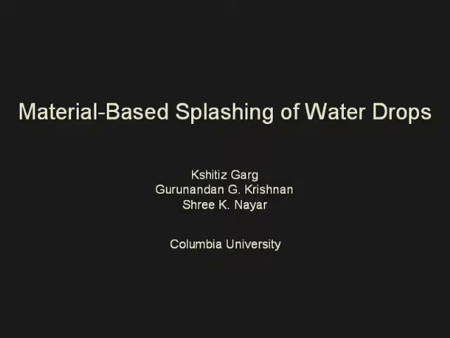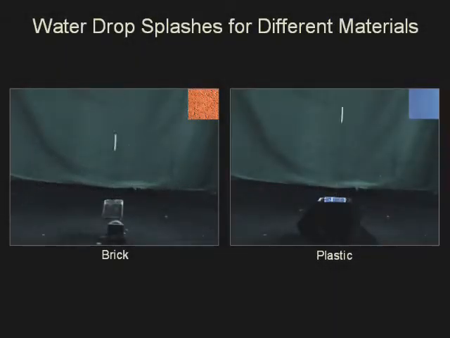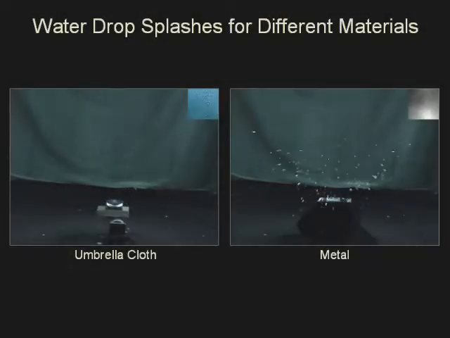In this work, we develop a data-driven stochastic model for realistic rendering of splashes due to water drops. Here we see water drops falling on different materials. The resulting splashes vary significantly in the number of ejected droplets and their distributions over time and space. The dynamics of a splash depend on the roughness, rigidity, and wetness of the material.